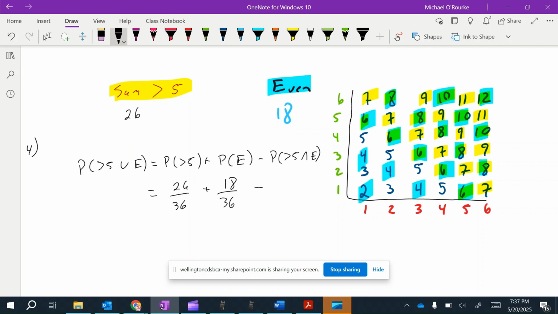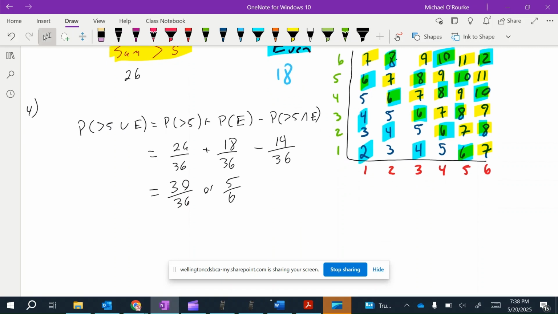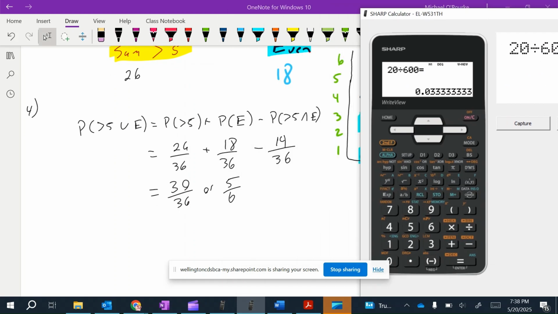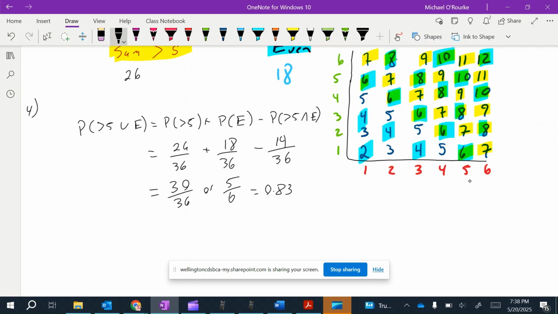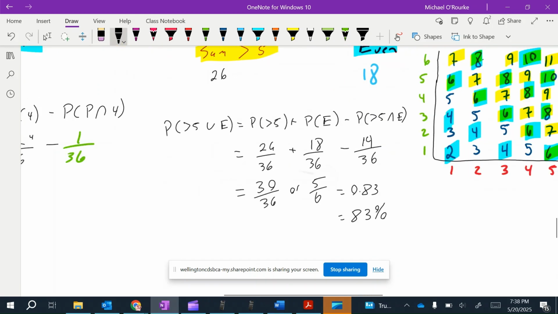So I have 1, 2, 3, 4, 5, 6, 7, 8, 9, 10, 11, 12, 13, 14. 14 over 36. So my total now is 30 over 36, or 5 over 6 chance. Now if you really want to, you could always give it to me as a fraction or a decimal, which is 0.83, or a percent, which is 83% chance. Those are all correct answers. Okay.